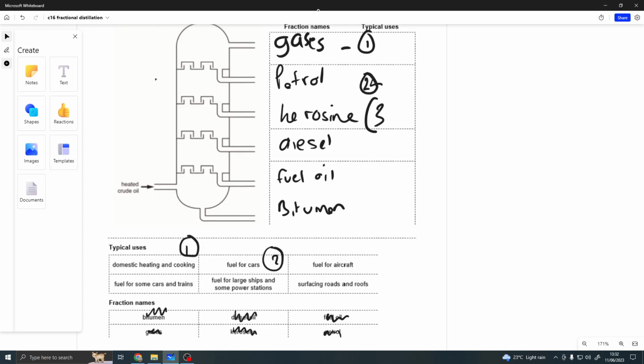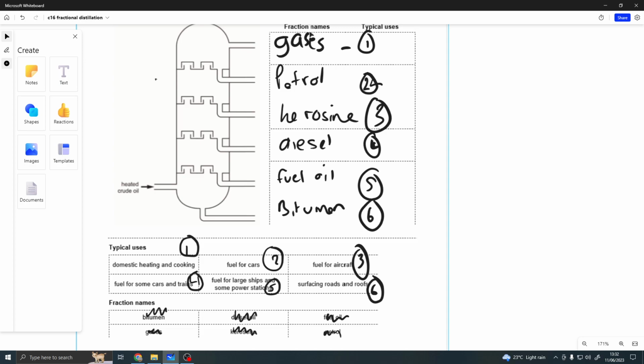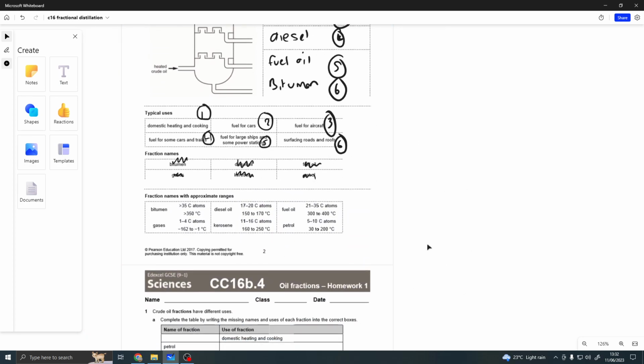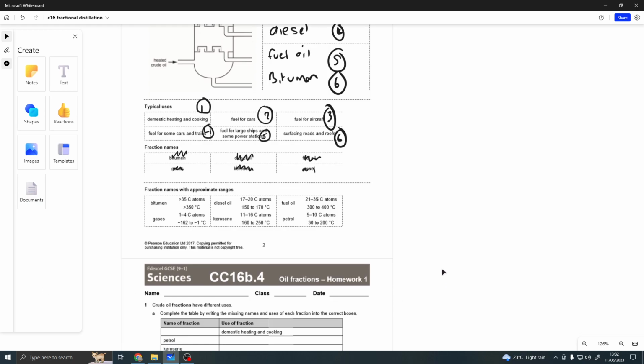Kerosene, 3, is fuel for aircraft. Are these actually in order? These are actually in order, which is mental. I guess you're not meant to notice until you cut them out. So 4, 5, 6. They're actually in order on the sheet, so you can just number them. Right, so we now have some properties. We'll worry about those later.